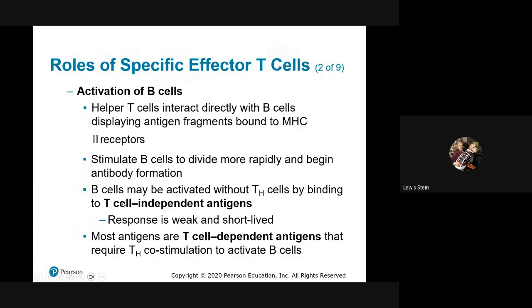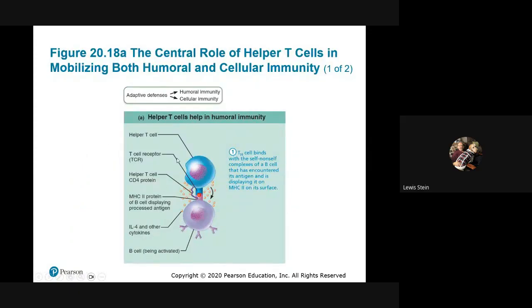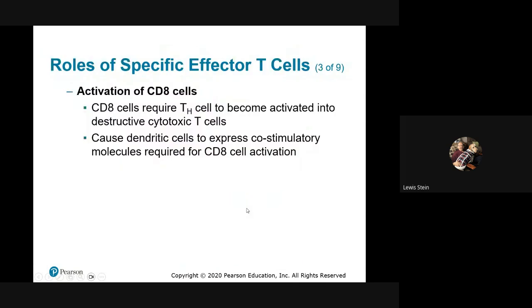They talk about T cell dependent and independent responses. We don't have to worry about that. Some B cells can be activated without helper T cells, some with them. The ones that have that codependent or co-stimulation with the helper T cell are much more efficient. And they're just demonstrating to you the various steps, which you could scroll through.